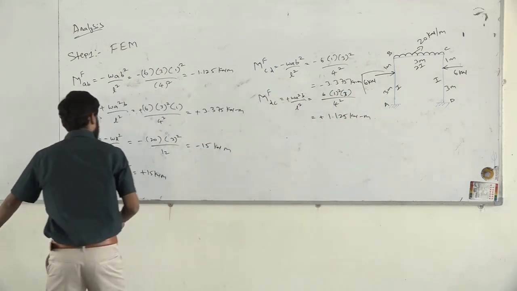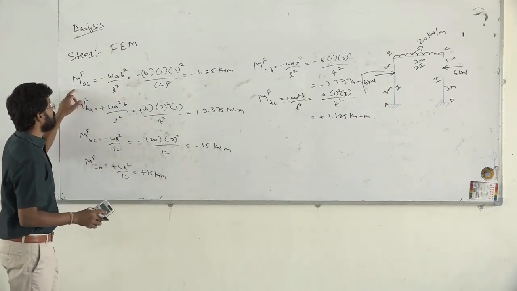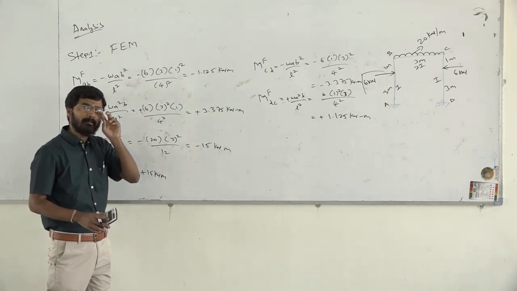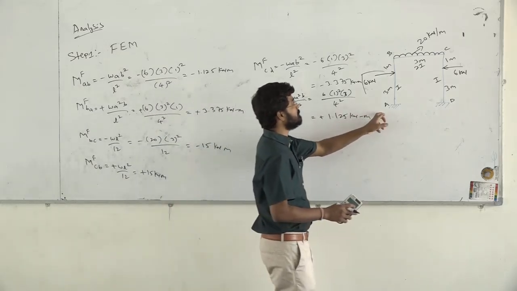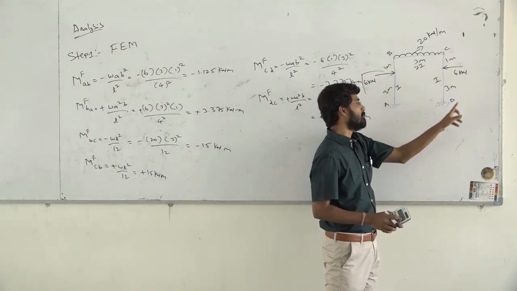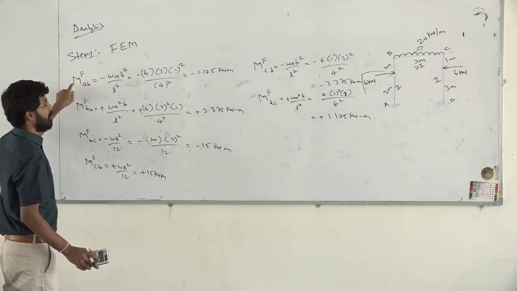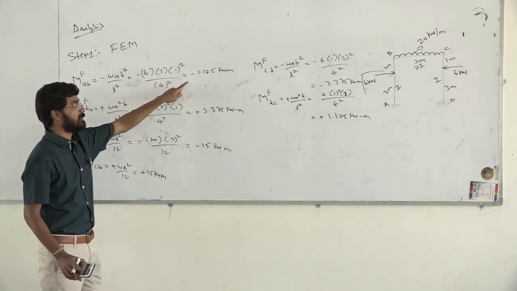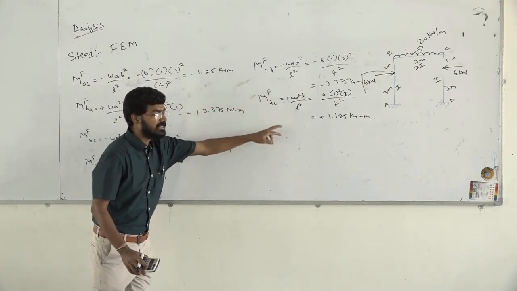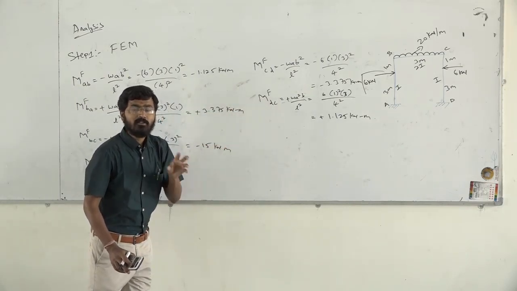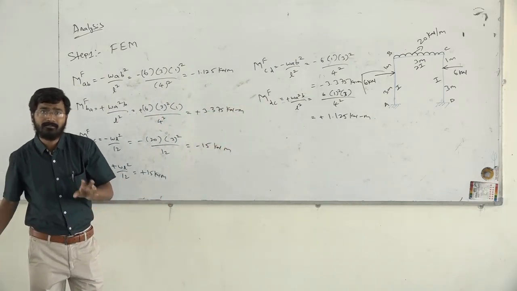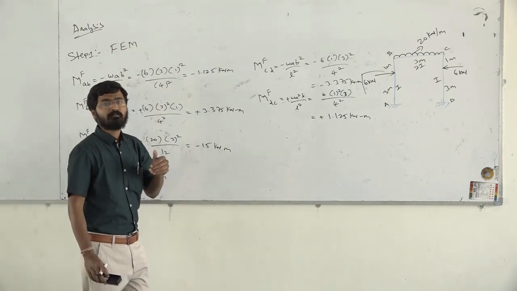Now these are our fixed end moments we have got, fixed end moments for each and every member. Like here, if you see, we have 3 members: member AB, member BC and member CD. So for each and every member we have found out our fixed end moments. MFAB we have got as minus 1.125, and similarly for each and every member we have calculated our fixed end moments.